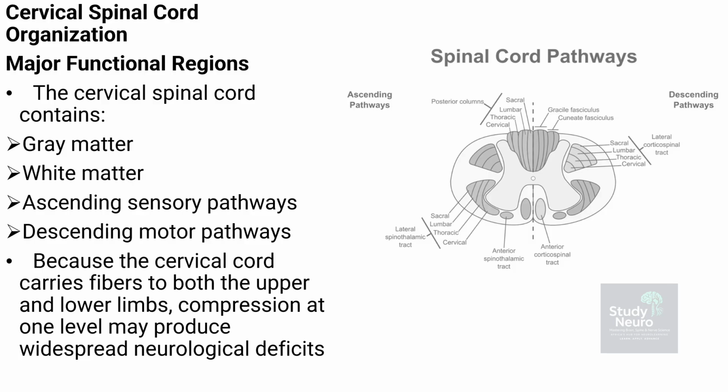Because the cervical spinal cord contains nerve fibers supplying both the upper and lower limbs, compression at a single cervical level can disrupt multiple pathways at the same time, producing a combination of motor weakness, sensory disturbances, and gait impairment that often affects function well below the level of the lesion. One lesion can produce widespread deficits.